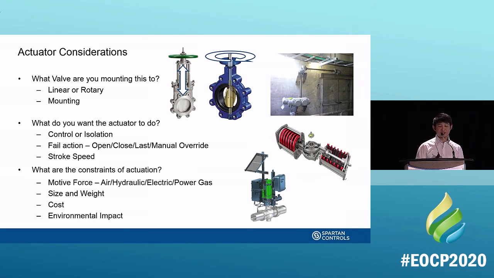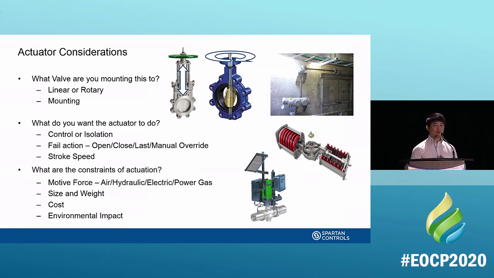The other thing is size and weight. Obviously, we saw before that the actuator was extremely large and couldn't fit on that ball valve. This is another thing. If we've got a large actuator, is it going to be an issue with the piping system? Is it going to be an issue with the size and weight? Cost is obviously an issue. If we're looking for all this functionality, but we don't have the budget for it, it's obviously an issue. And the last thing there is environmental.